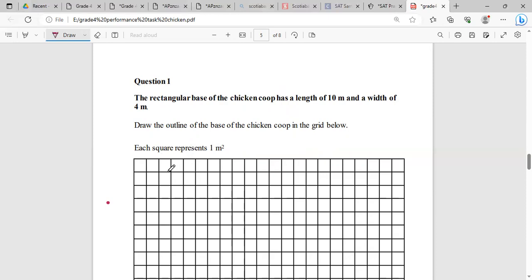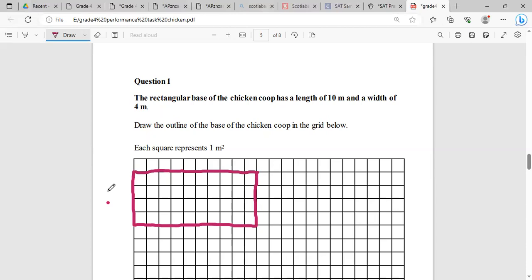So in order to get the 10, I'm going to do it here. We have 1, 2, 3, 4, 5, 6, 7, 8, 9, 10. So that's the length. And the width should be 4, so 1, 2, 3, 4. So that's the first thing, and we are drawing on the grid a rectangle, 10 by 4.